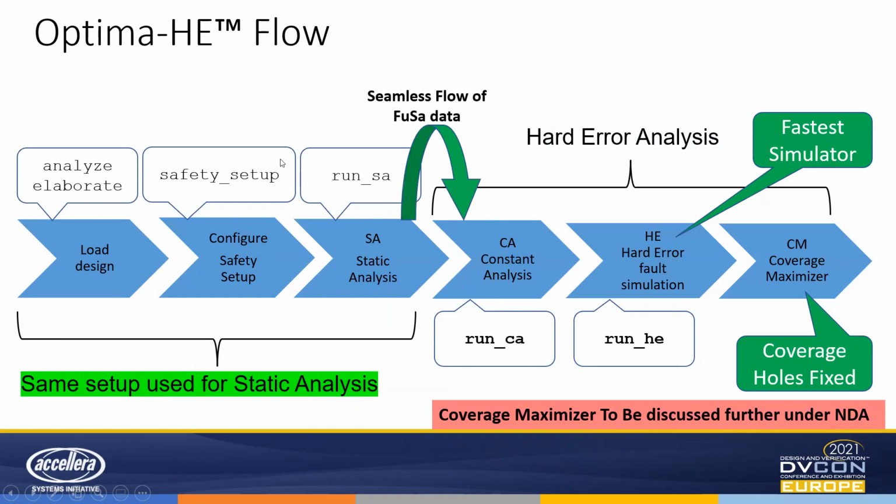For the safety setup, you might split this in terms of defining failure strobes and detection strobes, and the same setup is carried forward. Once the result is available, do I have to regenerate things, and what are some of the issues we talked about on the previous slide? Optima Safety Platform solves them in terms of seamless flow of FUSA data. Every optimization, every result, every algorithm carried out here will be moving forward and used, and the same data is worked on by the rest of the flow.